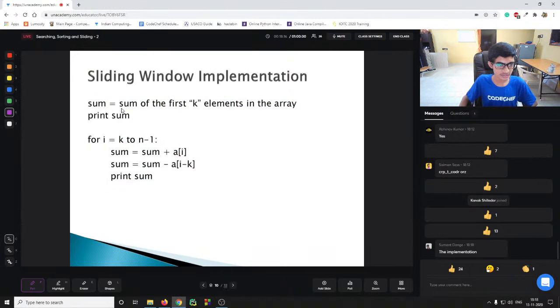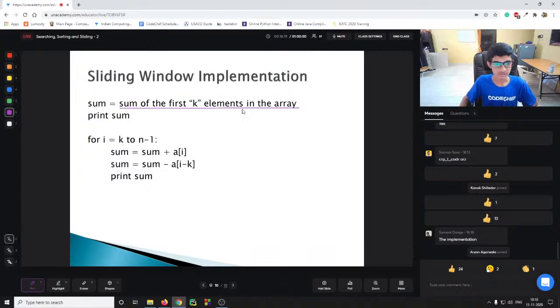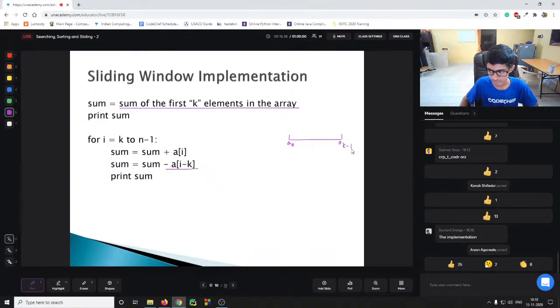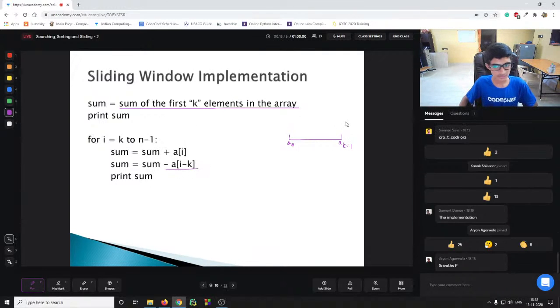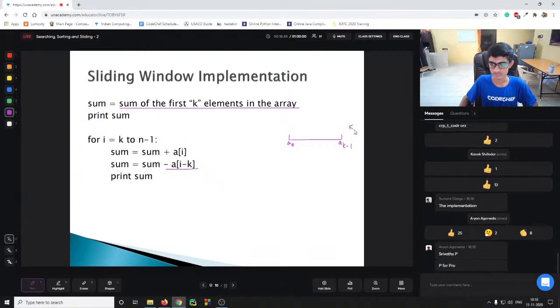So basically, you're taking the first window. This is the first window, and the first window is taken, and then we are going to be printing the first window, and then for the next windows we are going to be removing a of i minus k. So a of i minus k is the first value, so this is a0 and this is a of k minus 1. Okay, so we are going to be removing a of i minus k, and i is currently equal to k.